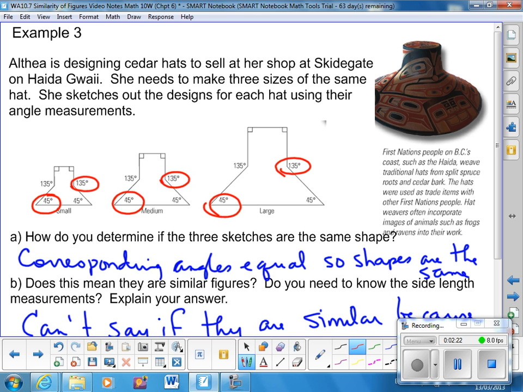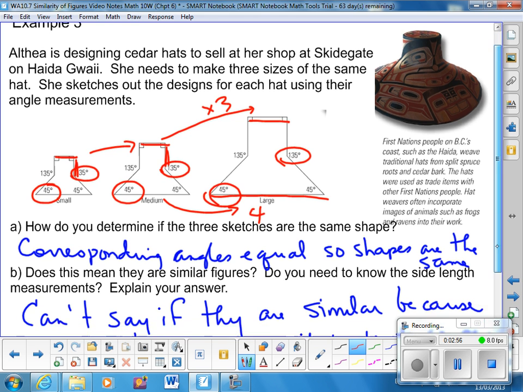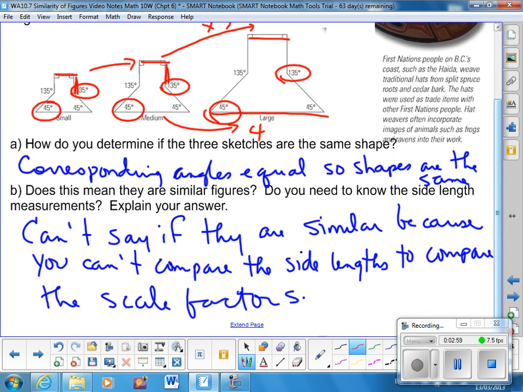Do you need to know the side length measurements? Well, we actually can't say that they are similar figures because we don't know if the same scale factor was used. So we could have had a scale factor of 2 to go from here to here, but then maybe this scale factor was only 1.5 on this side. Maybe we used a scale factor of 3 to get this side, but maybe a scale factor of 4 was used to make that side. So without the measurements on the sides, we cannot determine if they are similar figures because we can't compare the side lengths and figure out the scale factor.